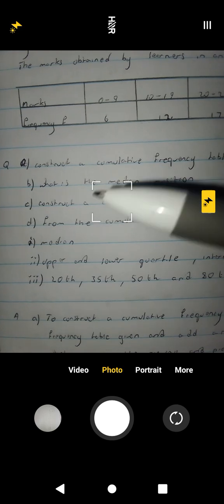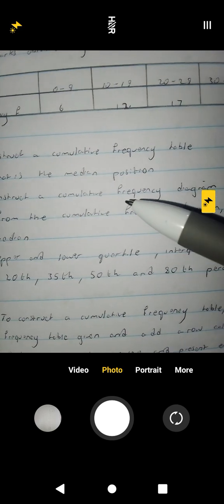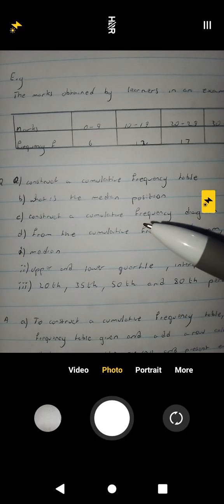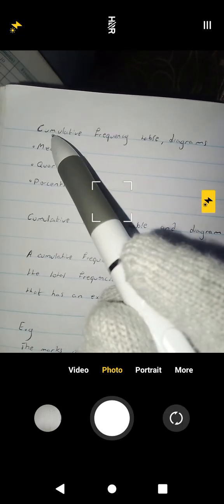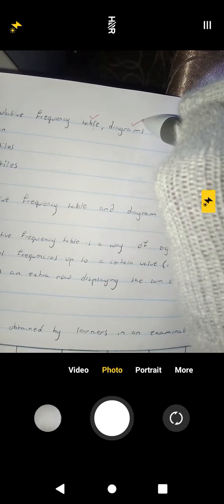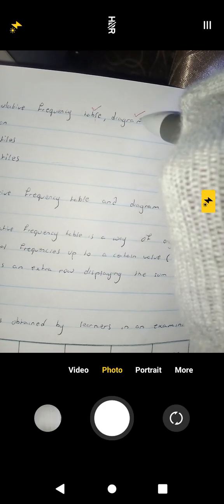C says construct a cumulative frequency diagram. We now have to construct the cumulative frequency diagram. Remember our topic, we needed to make the cumulative frequency table, so we've done this, and then we now want to make the cumulative frequency diagram. So we need to make the cumulative frequency diagram using this cumulative frequency table. So how do we do that?